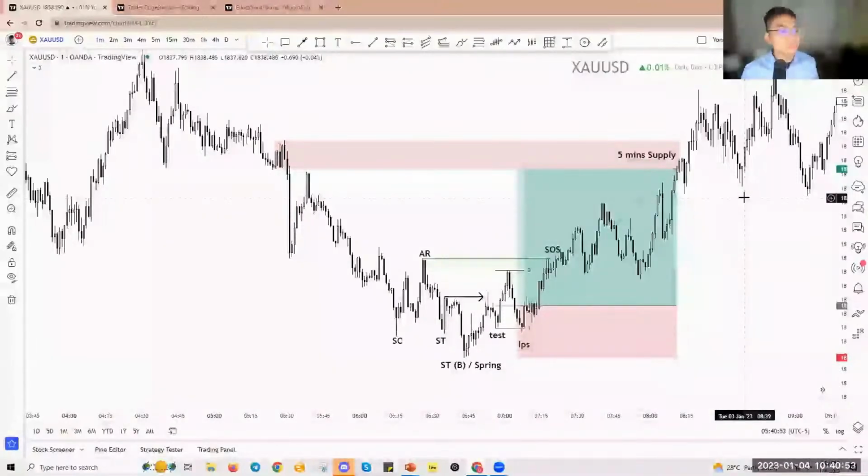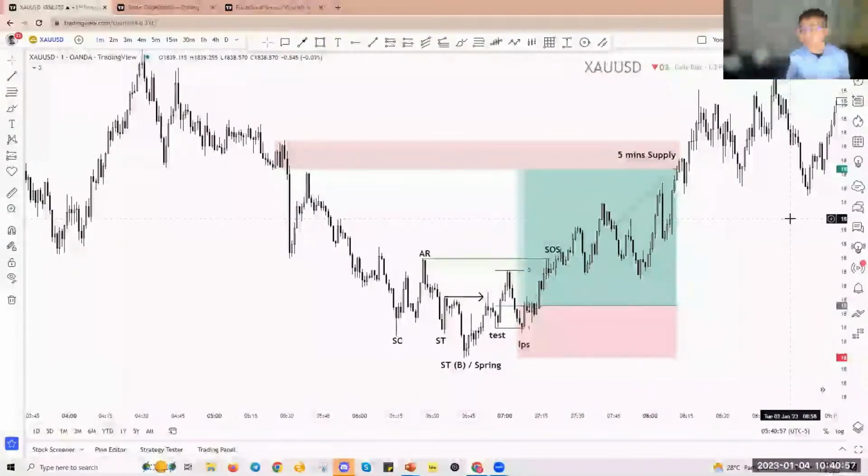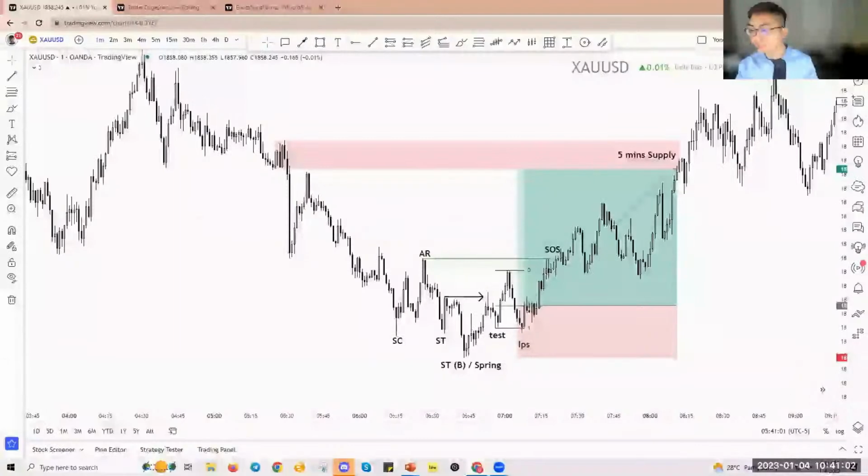Okay, any questions so far? Any more questions so far regarding the Wyckoff accumulation schematic, before I move on to the distribution schematic, because it will get more confusing moving on from here.